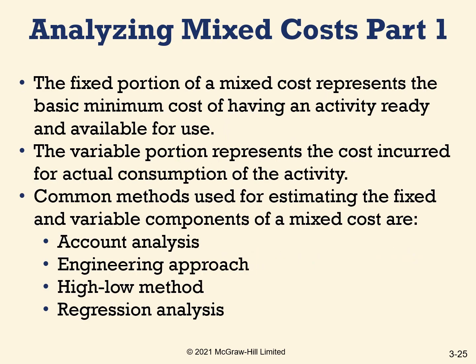So to analyze our mixed costs, the fixed portion, in that case our fixed utility cost, represents the basic minimum cost of having an activity ready and available for use. Like they said, they want to charge us $40 to provide us power in any capacity, to have it ready and hooked up and ready to go. The variable portion represents the cost incurred for actual consumption of the activity. So like we said, for every kilowatt we actually use, it's going to be an additional 3 cents every time.